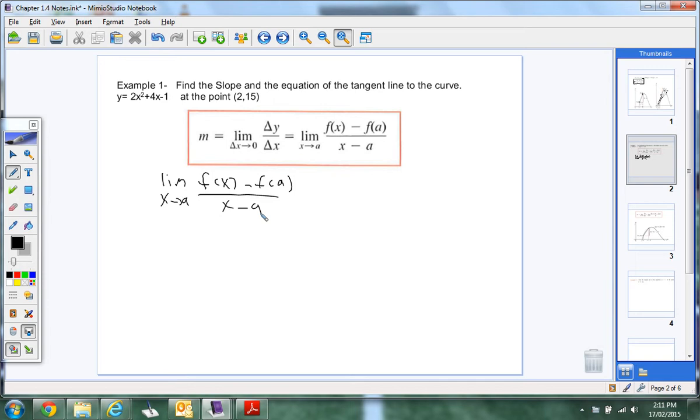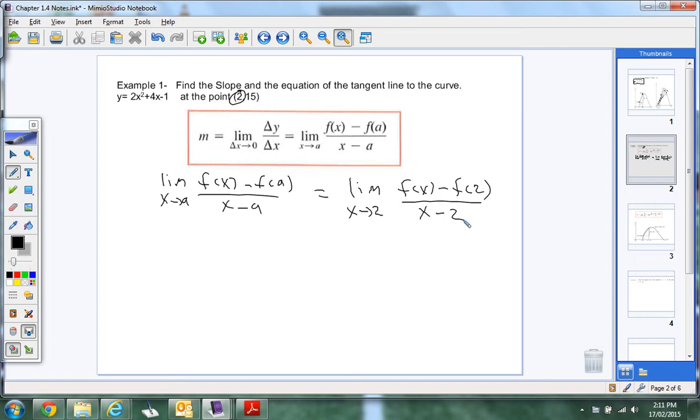Based on what we were just talking about, where are we going to get our a from? The point, right? It's x approaching, so what point do we want? Do we want the x or the y? The x, right? So it's not really rocket science on that part. We're going to 2. So this is what we're doing: limit as x approaches 2 of f of x minus f of 2, all over x minus 2.